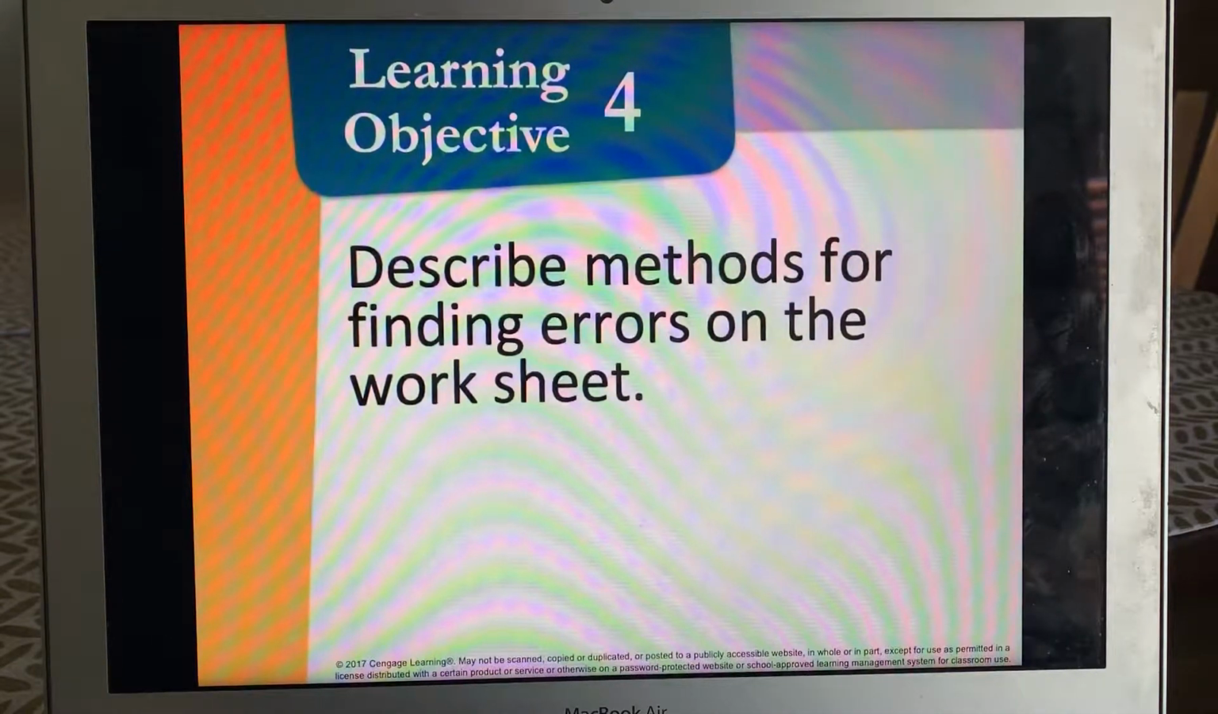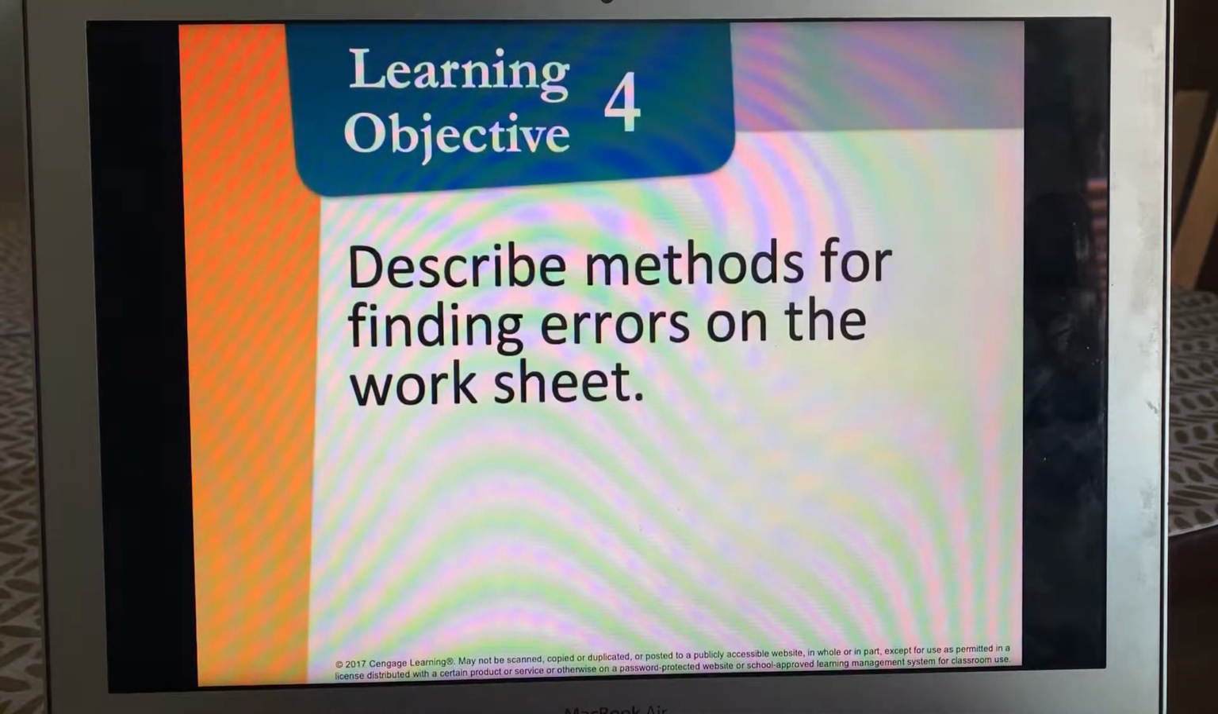This is video number 2 for chapter 5. So we're going to look at learning objective 4. Describe methods for finding errors on the worksheet.